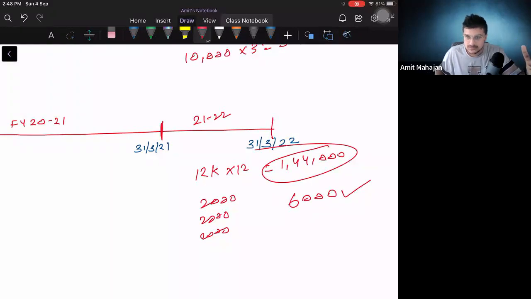This is the second question. First, what is the treatment? Second, it will be taxed in which year? And the third point, will I get a deduction of 30%? These three questions will clear your concepts. Will it be taxable in 2021 or 21-22? What do you think?